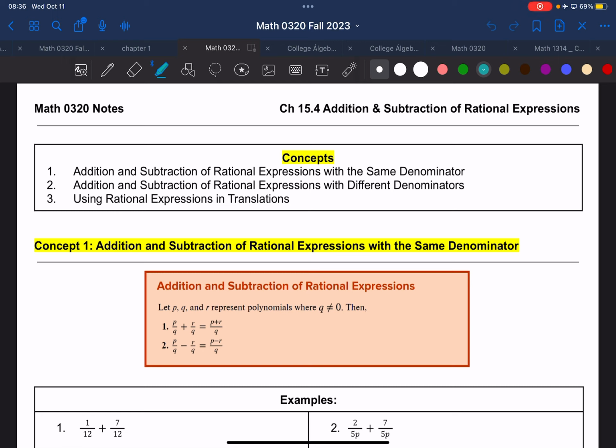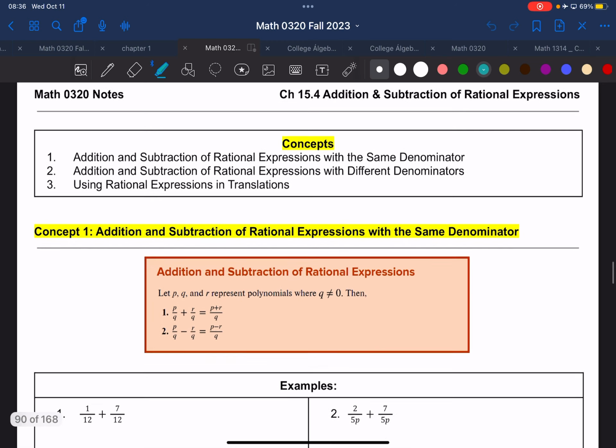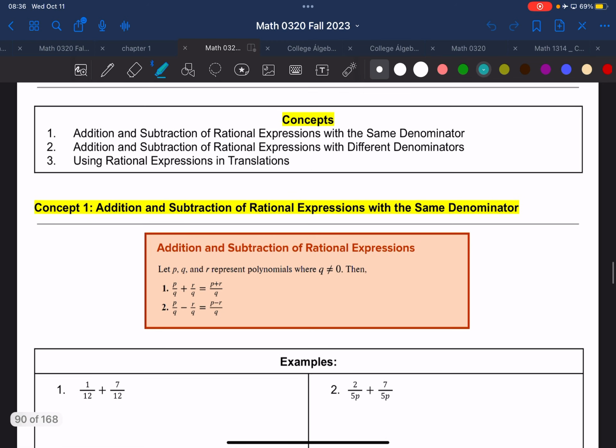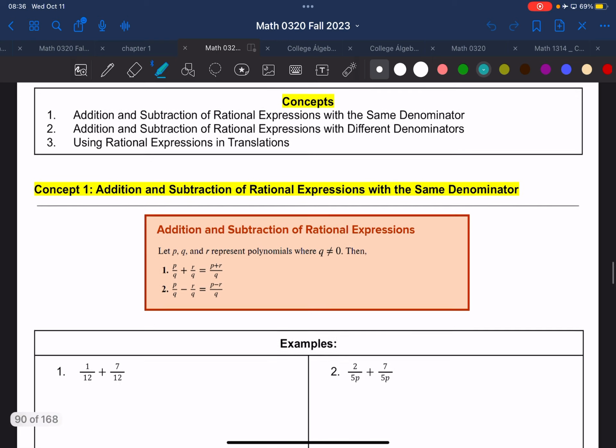So remember, a rational expression is very similar to a fraction. So there could be instances where we have the same denominator or we have different denominators. So we're going to use those same skills we learned when we were adding or subtracting fractions. We're going to do that with rational expressions.